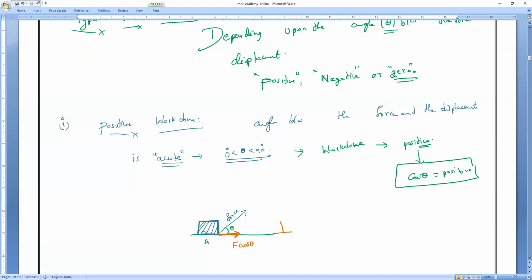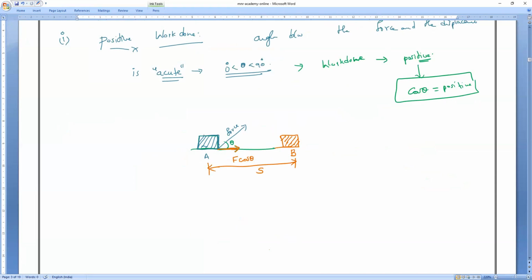And after certain time, it has been pushed up to here. Same object, don't think size is changed. Same object. So it came to point B. So now, the distance between point A and point B, let me consider as s. So now, in this case, you all observe very carefully. What is the work done, everyone? Work done is equal to Fs cos theta.